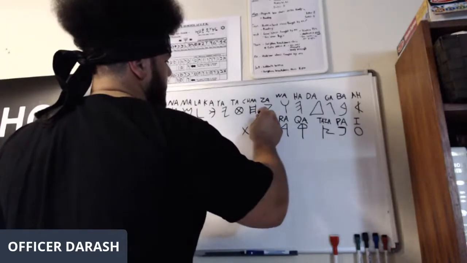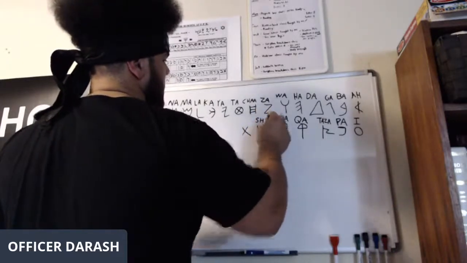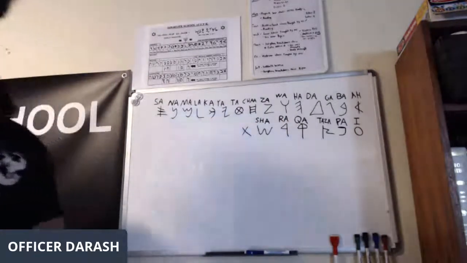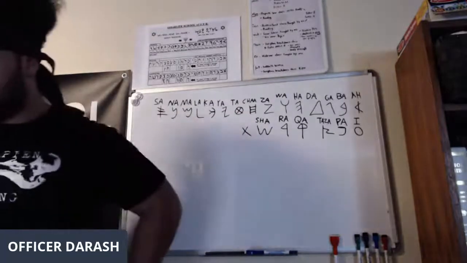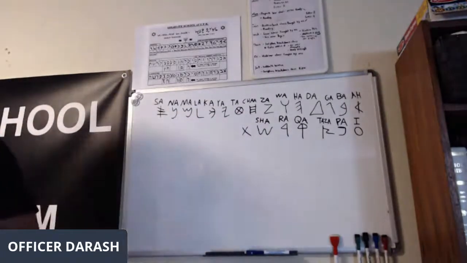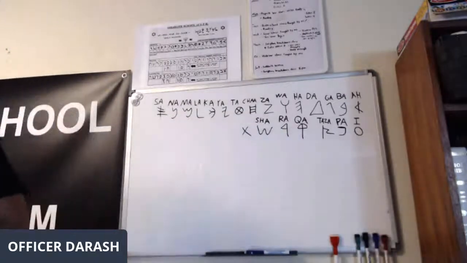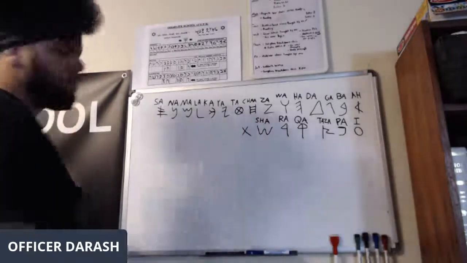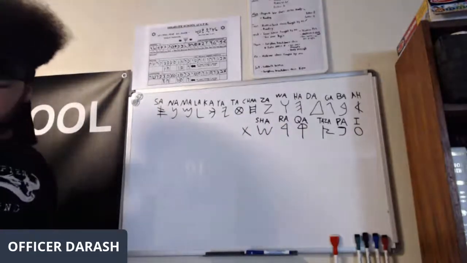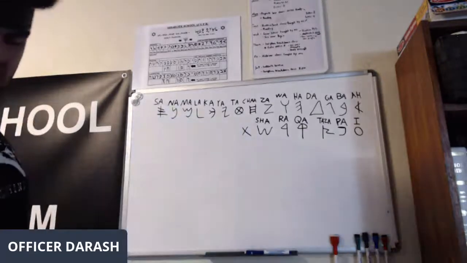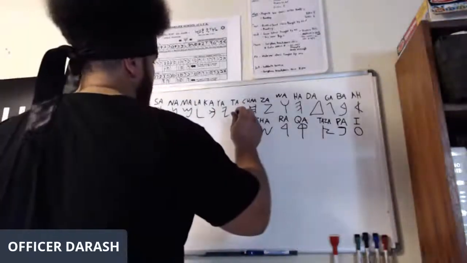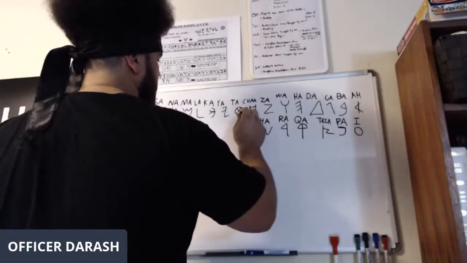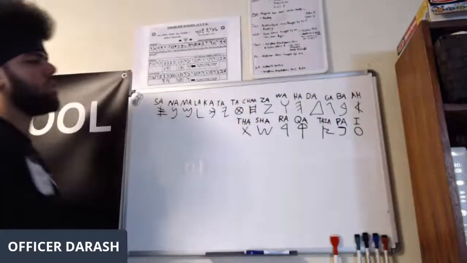Shah is the SHA, and the pronunciation is Shan. Shan, not Sean like the name Sean, or Shawn like the name, but Shan, which means teeth. All right, it means teeth. And then the last one would be Tha. Tha makes the THA sound. Spelled THAW. Tha.